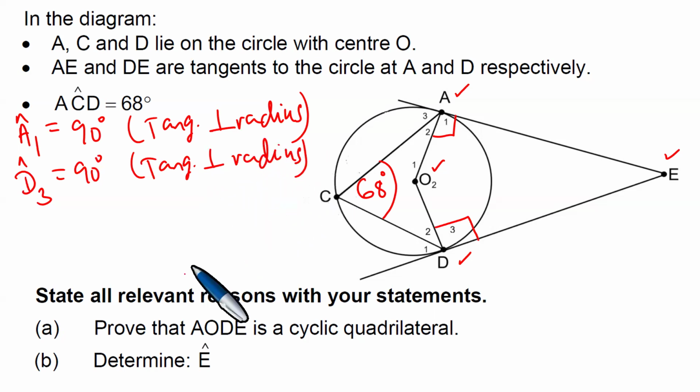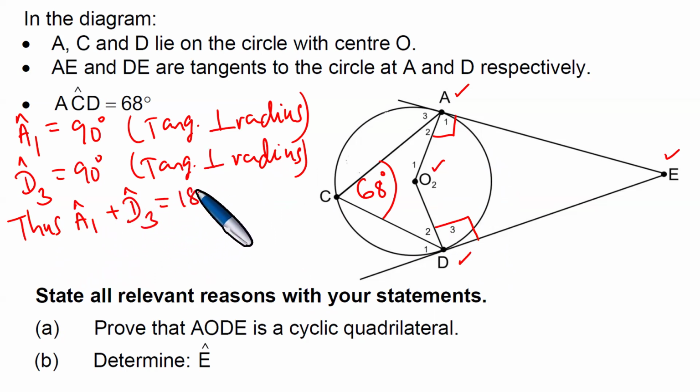Next. So as a consequence, we have these two angles here that are opposite. So thus, angle A1 plus angle D3 is equal to 180 degrees. So if we add these two angles, what we're getting is 180 degrees. And now, if this is the case, hence, AODE is a cyclic quad.